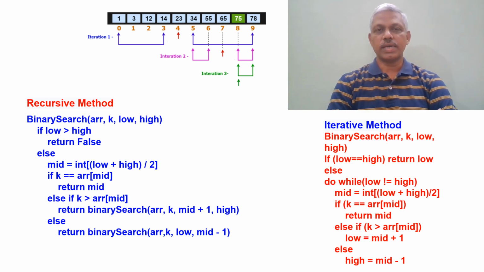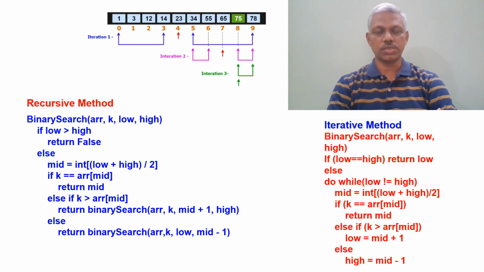If the array is of odd size, no issue. If the array is of even size, then we compute the mid value as the integer part of the average of low and high. Once we get the mid, we identify the element present at the location mid in the array. So k will be compared with array of mid. If k matches with array of mid, fine, the index is returned.